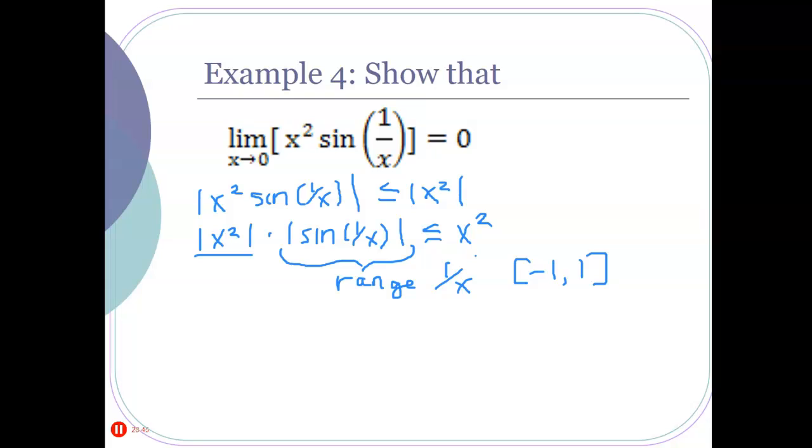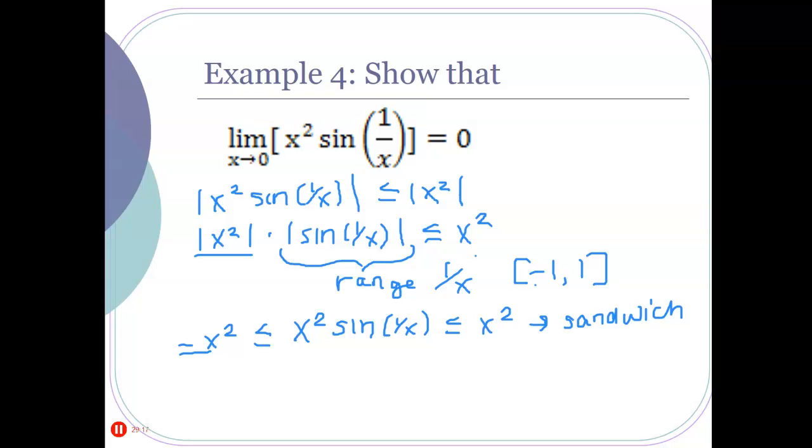So in terms of an inequality, we could say that -x squared, for the -1, has to be less than or equal to x squared sine 1 over x, which is less than or equal to the positive x squared, because these are technically times your range value of 1. So this is where the sandwich of the two functions comes into play. This is kind of like the green and the blue function on that graph.